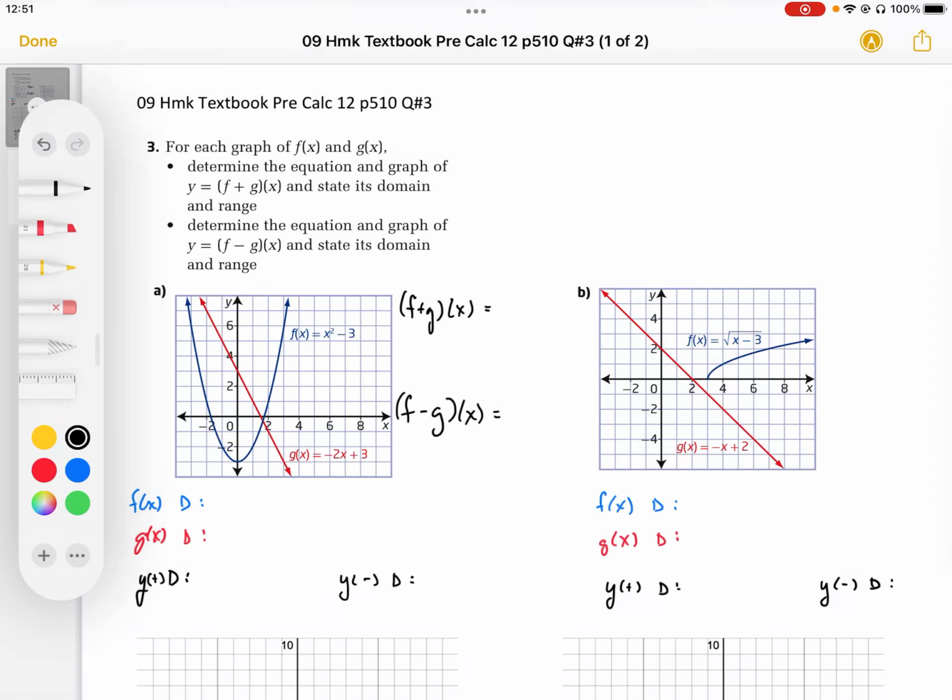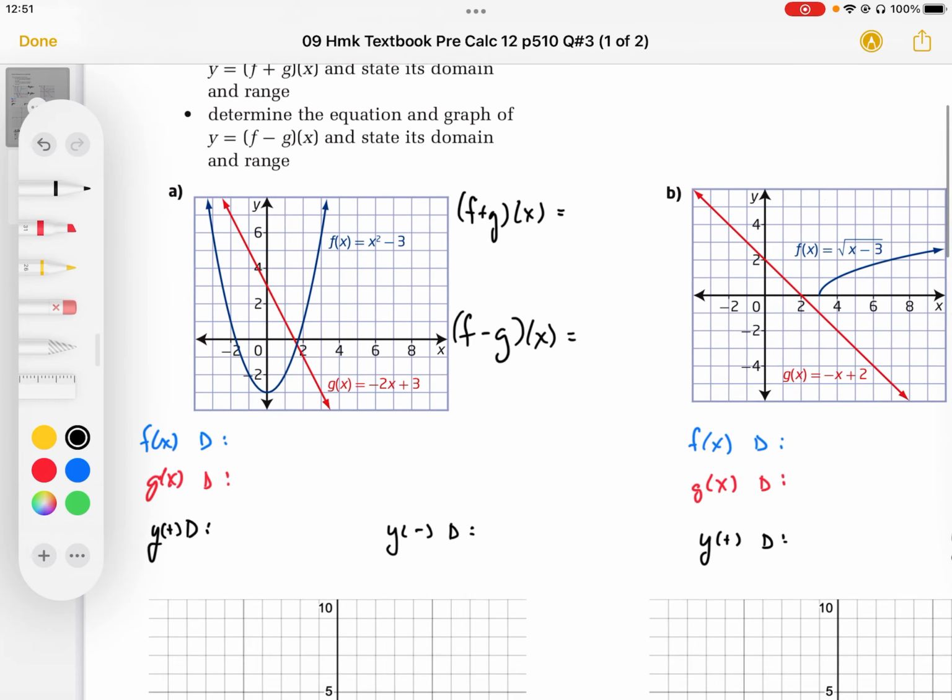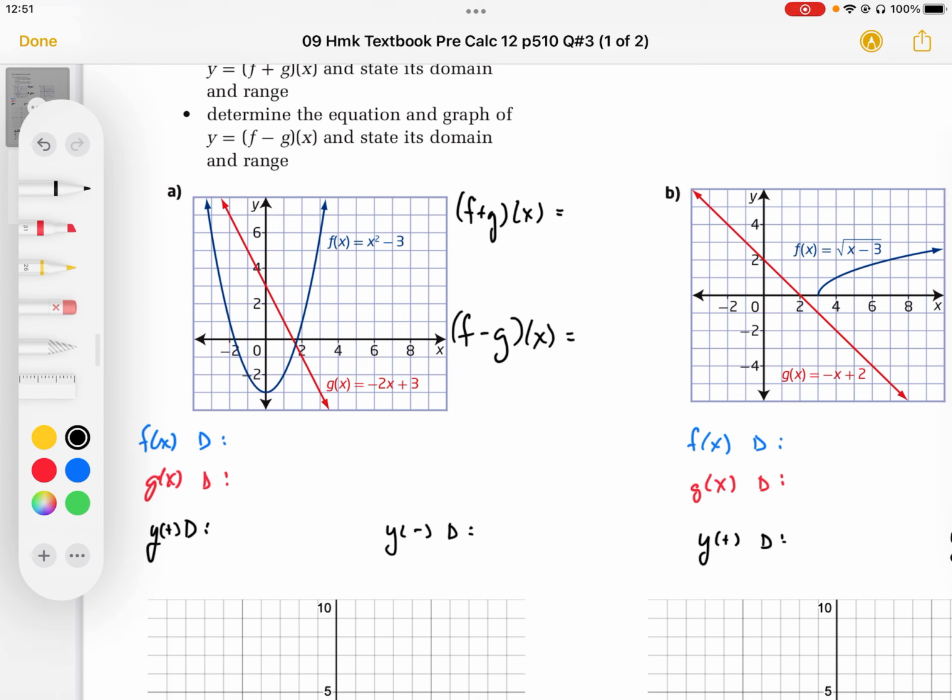Page 512, number 3, says for each graph f of x and g of x, determine the equation of the graph f plus g and f minus g, and determine the domain and range. Okay, so there's two strategies we can use, and we're going to use both of them.